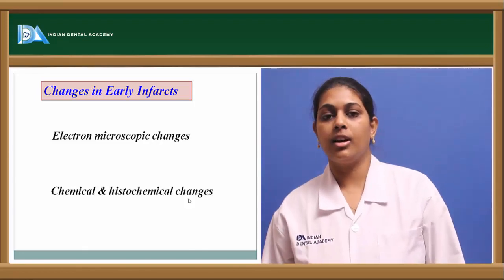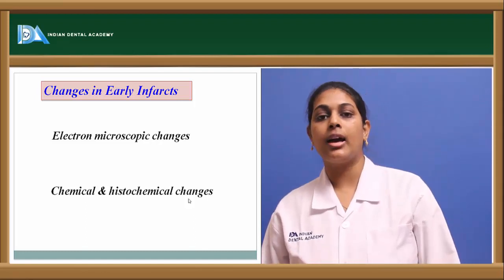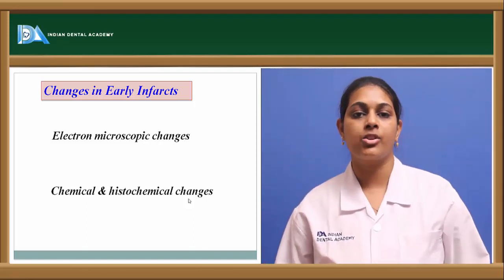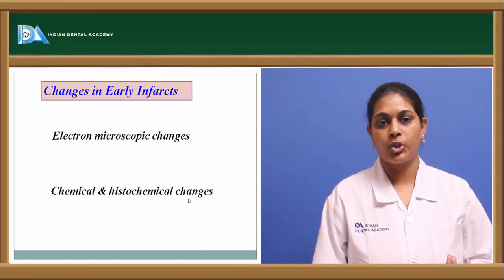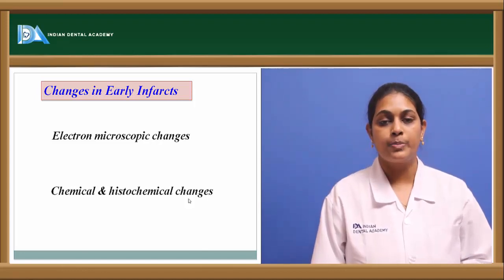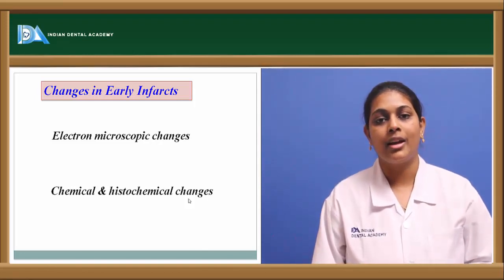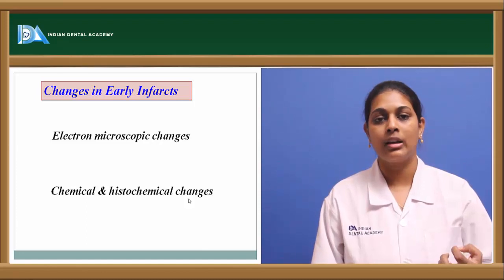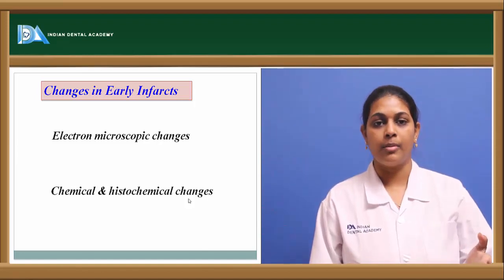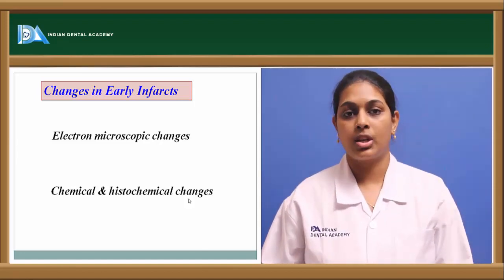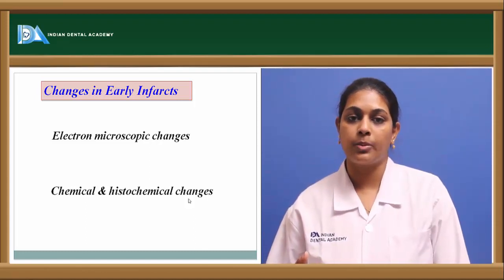Coming to the changes in the early infarcts, they can be seen at the electron microscopic level, that is the ultrastructural level, or otherwise at the chemical as well as histochemical level. Based on the electron microscopic changes, it has been observed that the perinuclear glycogen deposits start disappearing, the mitochondria start swelling, and there is disruption of the sarcolemma, the membrane which surrounds the cardiac muscle fibers.